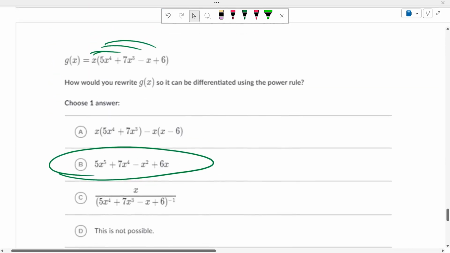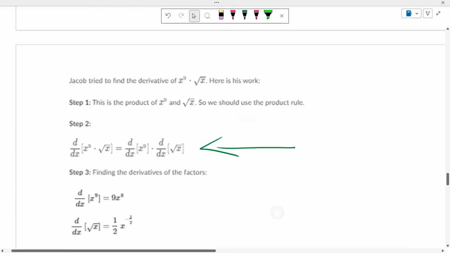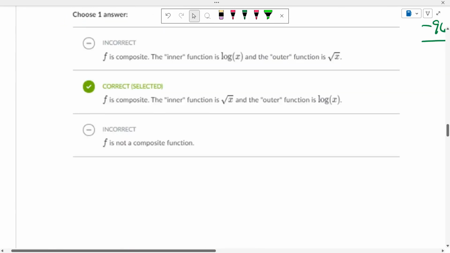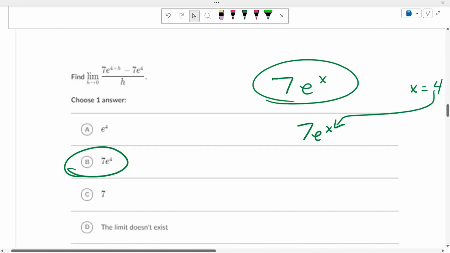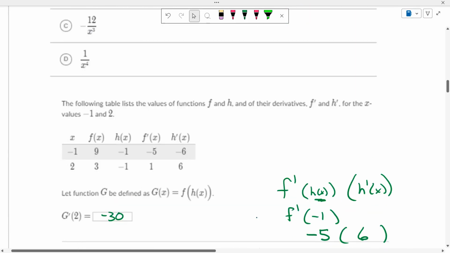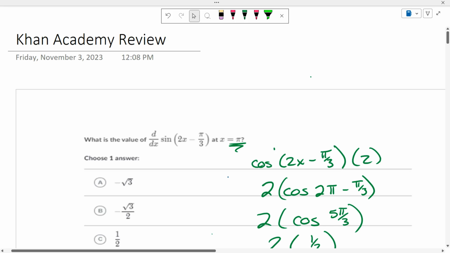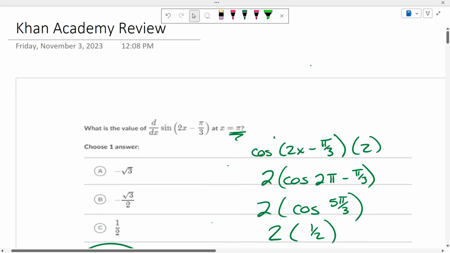About 17 problems on the Khan Academy test. I think there's about 13 on your other test. So I will go back to my desk and put this stuff out.